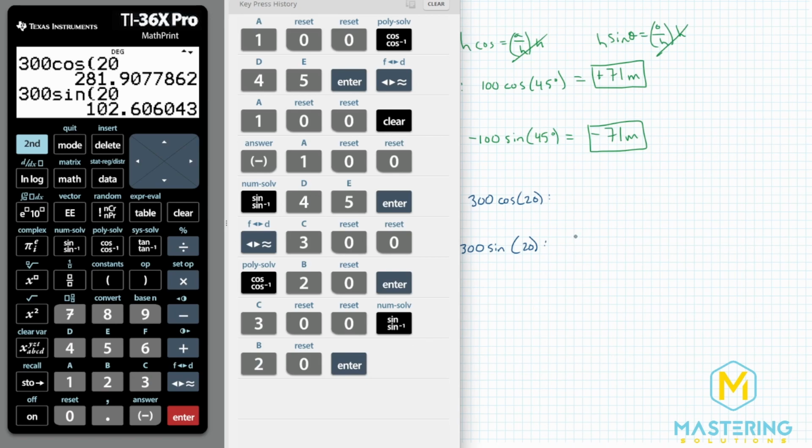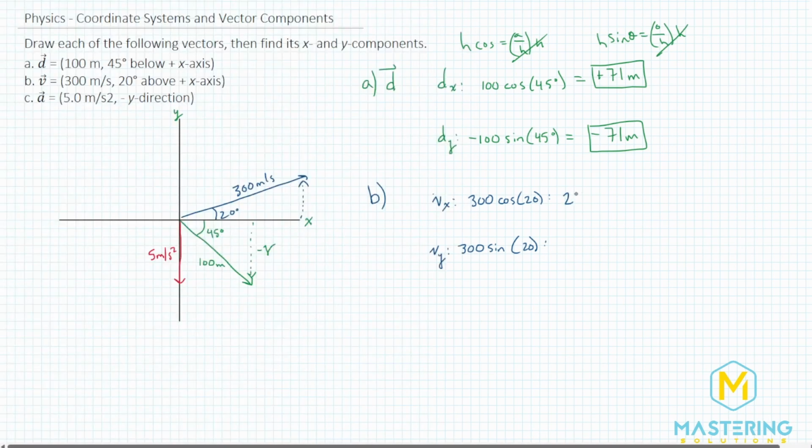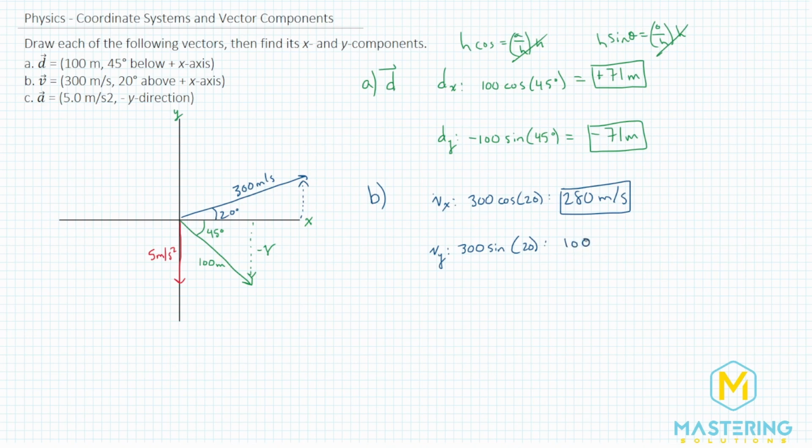And so we have 282. We'll round that to two significant figures. So we'll have 280 and 100. So 280 meters per second and 100 meters per second. So there's the x and the y components for vector v.